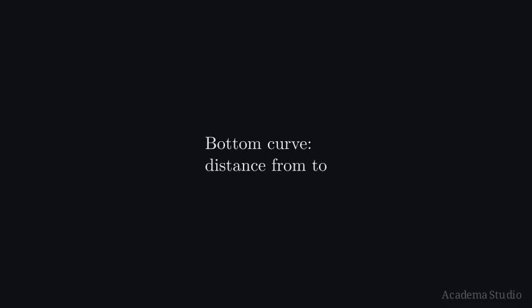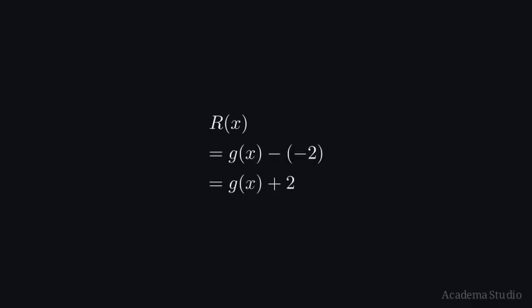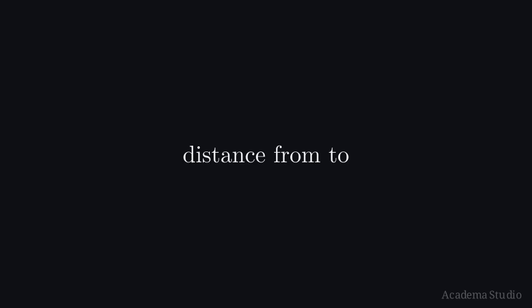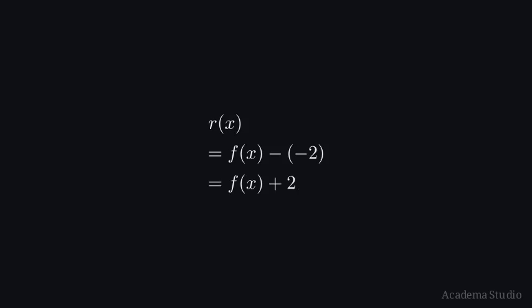And the bottom curve is f of x. The outer radius goes from the axis y equals -2 to the top curve y equals g of x. So the outer radius is g of x plus 2. The inner radius goes from the axis y equals -2 to the bottom curve y equals f of x. So the inner radius is f of x plus 2.